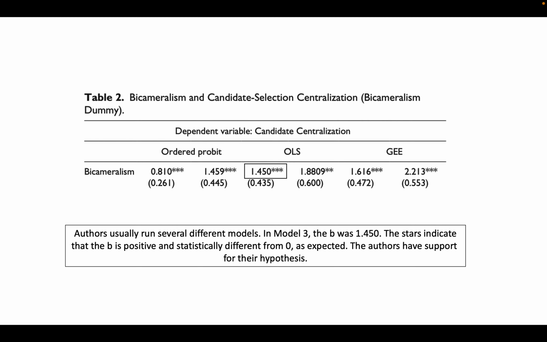Thus, indeed, we can say that candidate selection is more stringent in countries that have bicameral legislatures, two-house legislatures, than if they have one-house legislatures, unicameral legislatures. So the stars indicate that the b is positive and statistically different from zero as expected. The authors thus have support for their hypothesis. This is how you read a regression analysis table in a social science article. And that concludes this podcast.